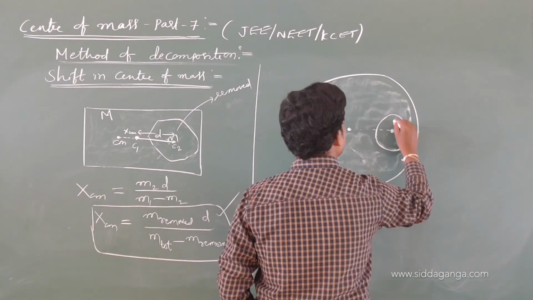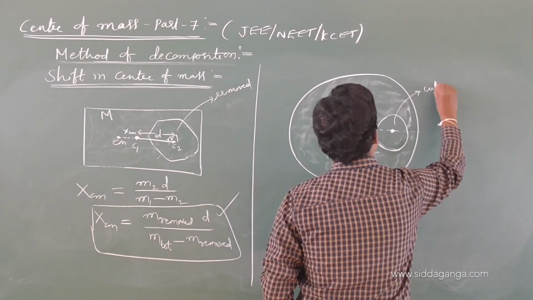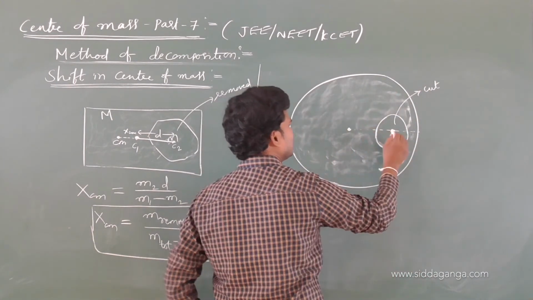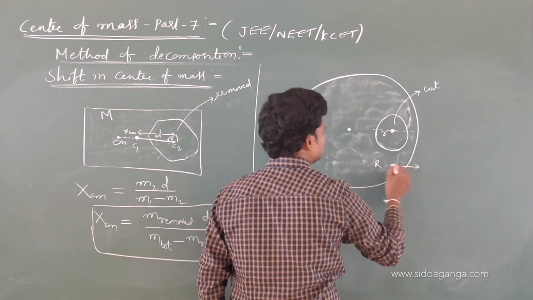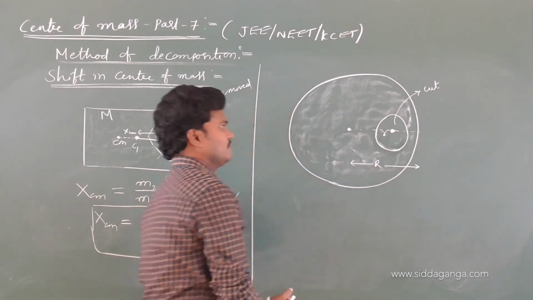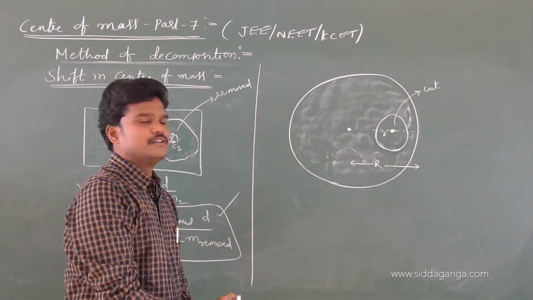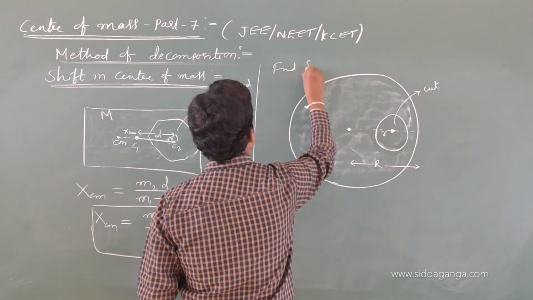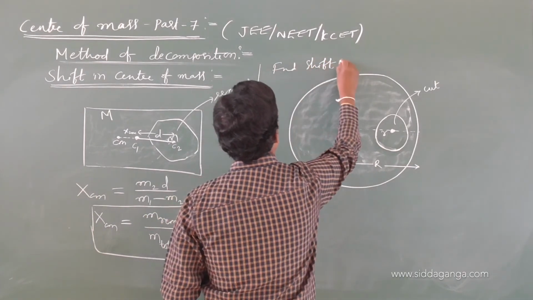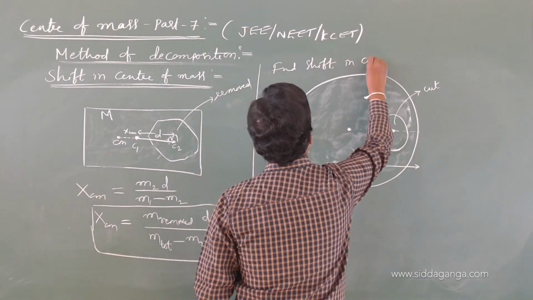Yeah, this part is cut. This is nothing but a cavity. Okay, this radius is r. Then find the shift in center of mass. So the target is to find the shift in center of mass.